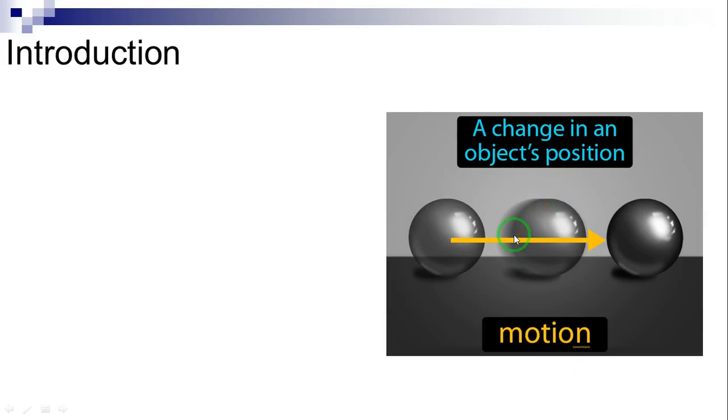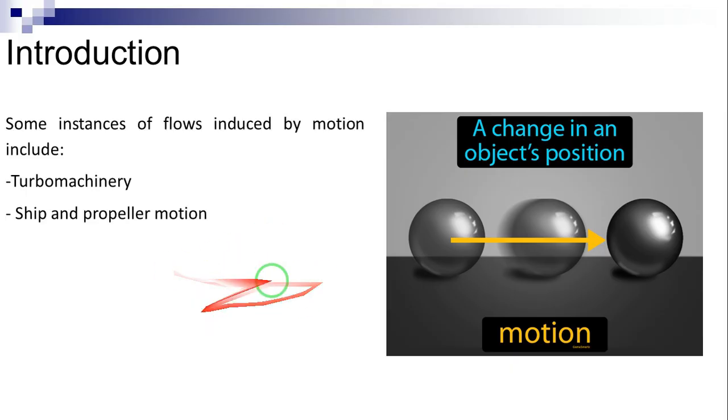In the field of fluid mechanics, a segment or a portion of the fluid region signifies a part of space that is traversed by material flow. In this scenario, the fluid computational domain is adjusted to reflect alterations in the shape and location of the boundaries, which may occur due to the movement of neighboring bodies. Some instances of flows induced by motion include turbomachinery, ship and propeller motion.